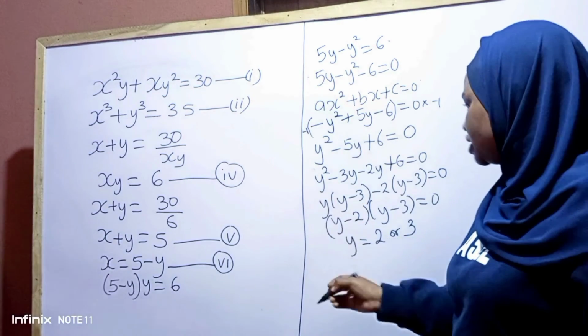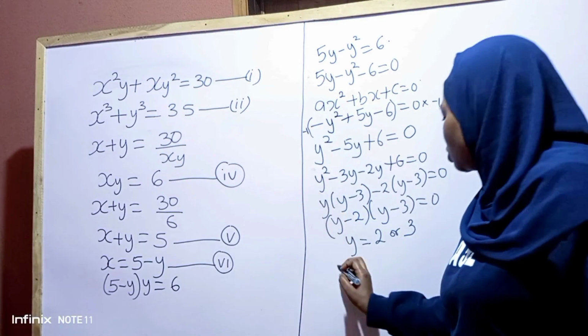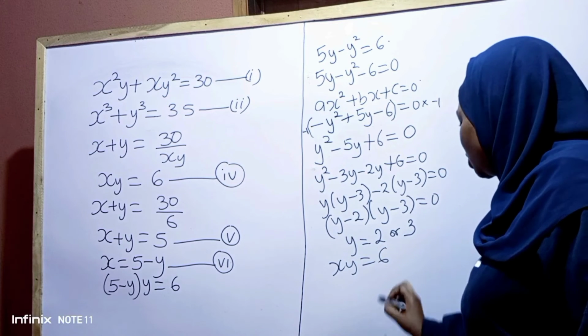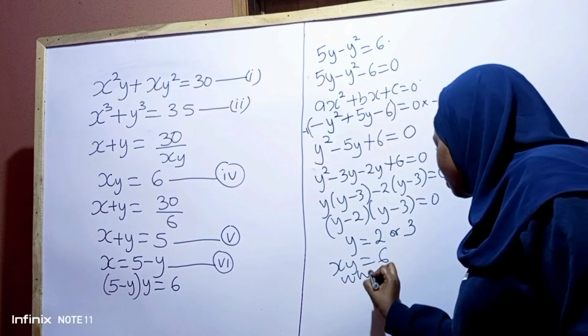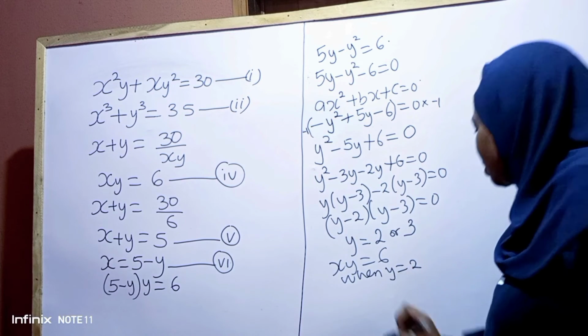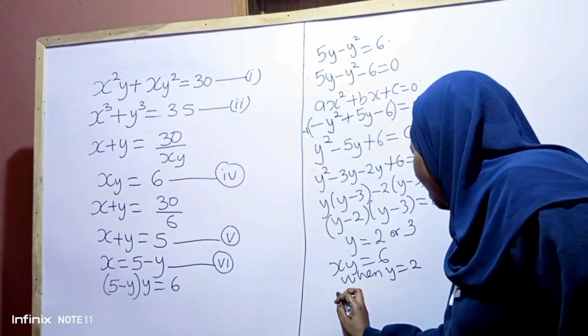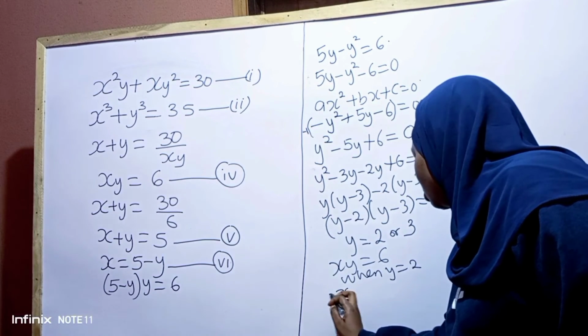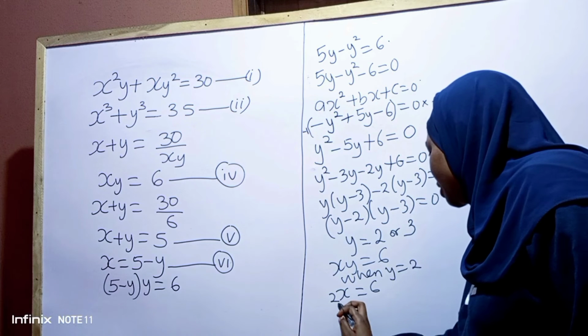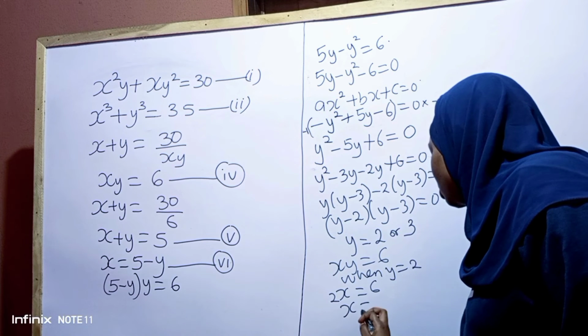I may decide to put it in equation 4. Equation 4 is xy is equal to 6. So now when y is equal to 2, I have x multiplied by 2, which is 2x, is equal to 6. Then divide both sides by 2, my x is equal to 3.